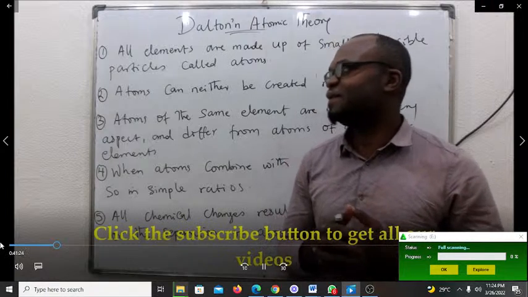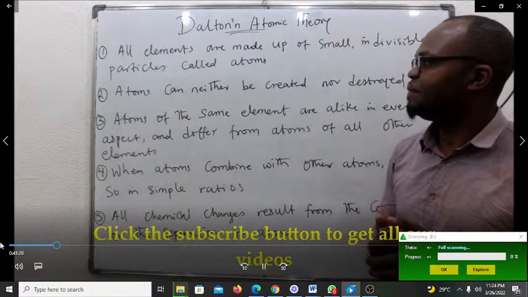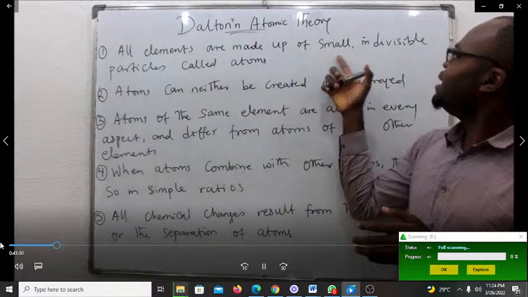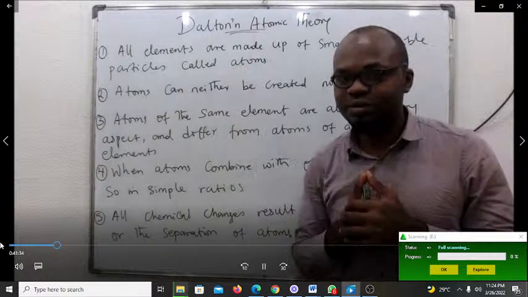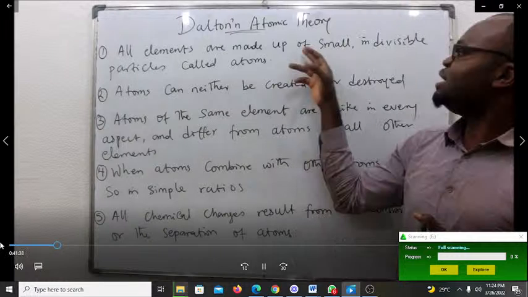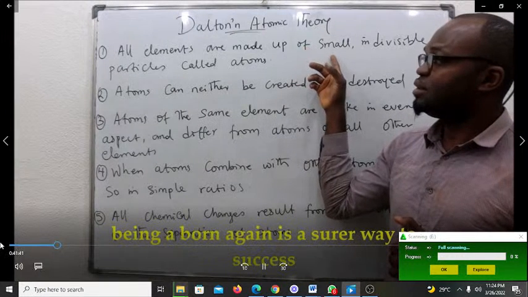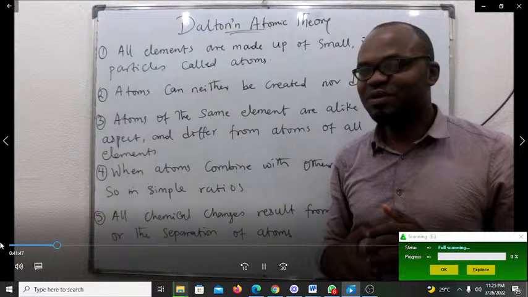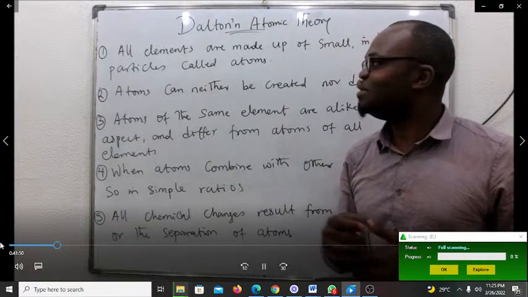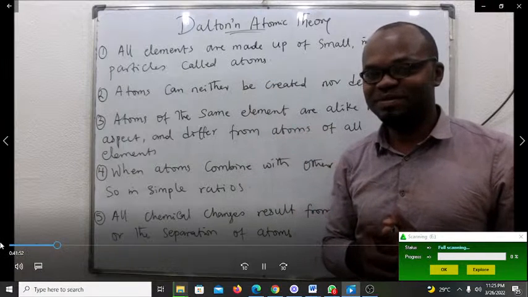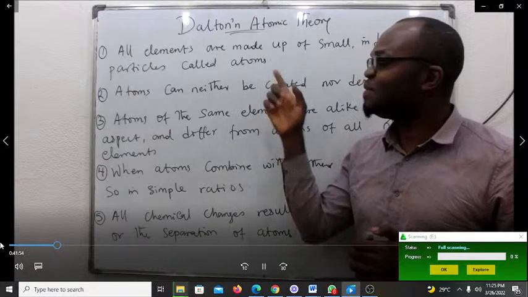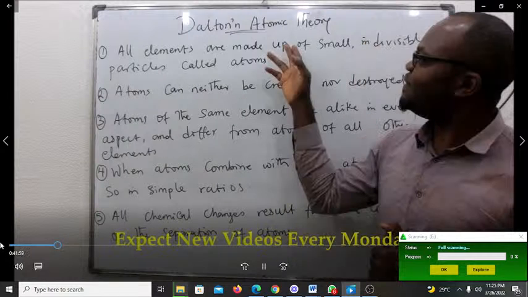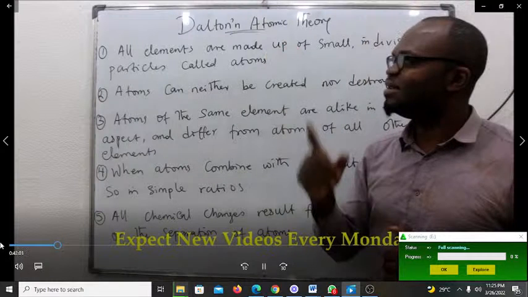So let's look at the first statement of Dalton's atomic theory. All elements are made up of small, indivisible particles called atoms. Is this true? Yes, because elements are made up of small atoms. But that these atoms are indivisible? Through the experiments of people like Rutherford, we know that atoms are actually divisible. Atoms are made up of protons, neutrons, and electrons. So whereas the first part is true, the second part is not true.